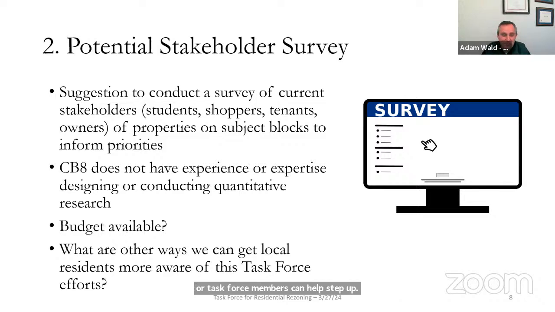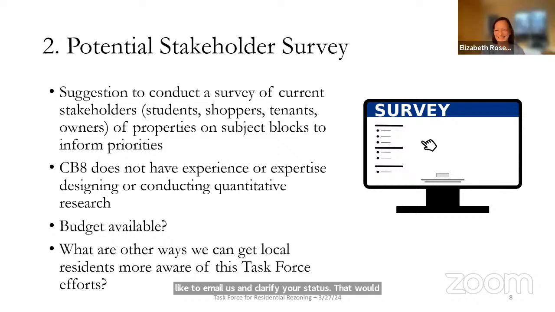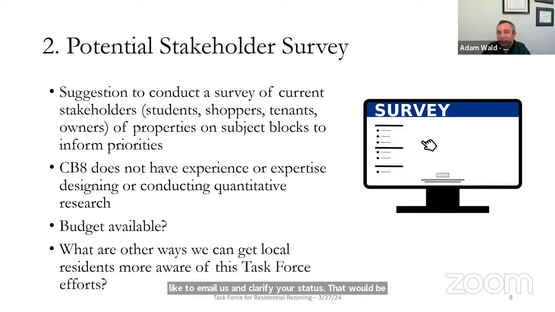So one of the things Elizabeth and I were speaking with Will about is, I don't know that we have a current tally of our task force membership. And all of you who are currently considered members of the task force, if you'd like to email us and clarify your status, that would be great. Because we certainly aim to enlist you in these efforts.